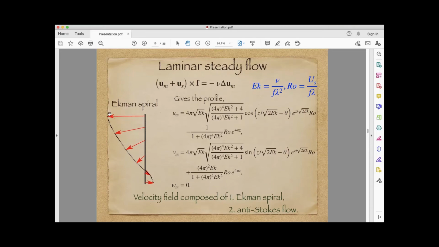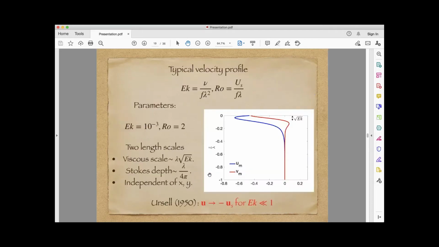One is the Ekman spiral, which is present close to the boundary. That's not surprising because we are studying a flow in a rotating frame. If you have a question, just stop me. The first part, with the exponential times Rossby and cos and sine functions, is the Ekman spiral part. And the second part is basically the anti-Stokes flow. In the limit, we do get back Ursell's solution.